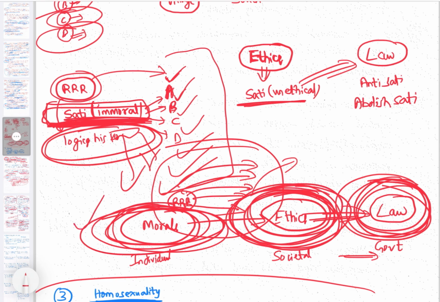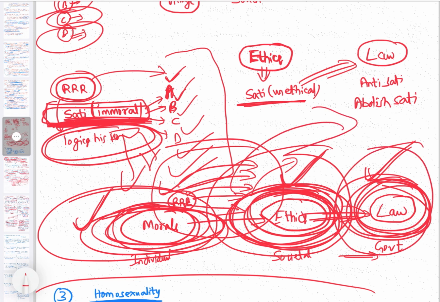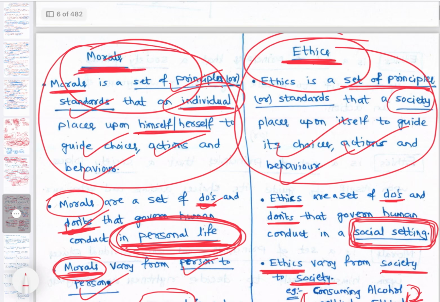So changing morals can happen, changing ethics can also happen, okay, changing laws also can happen, but changing morals is a bit easy and changing ethics is a bit difficult and changing laws is a bit difficult, because you need to set ethics and you need the approval of government to form laws. So that is the difference between morals and ethics, right?